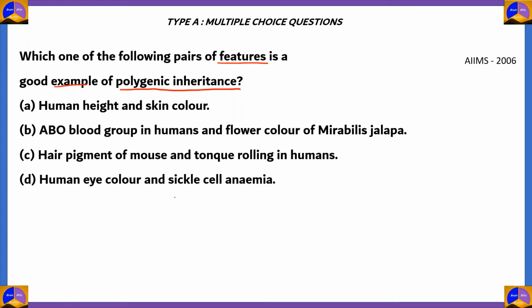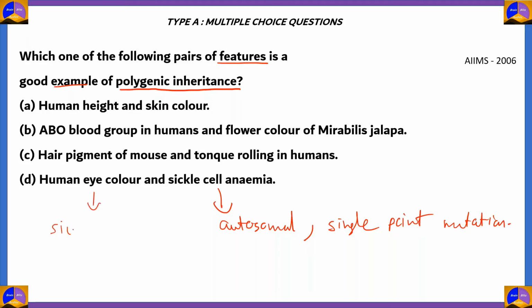Let's look at each of our options. Option D has human eye color and sickle cell anemia. Sickle cell anemia is an autosomal disease and it has a single point mutation. So basically, one single gene is affected by sickle cell anemia. And human eye color is also a single gene trait. Option D is incorrect.